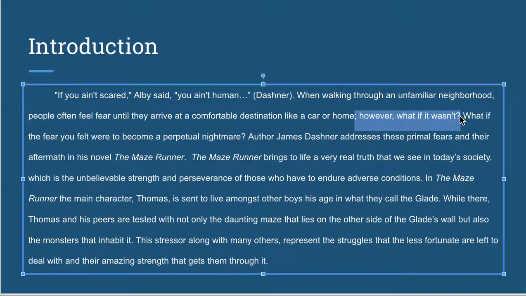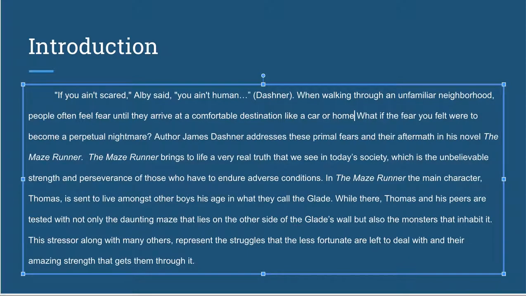So I'm going to take this out. When walking through an unfamiliar neighborhood, people often feel fear until they arrive at a comfortable destination like a car or a home. But what if the fear you felt were to become a perpetual nightmare? Okay, so again, I would want this author to take out "you," but they're getting closer here. They're transitioning from the vague into the specific, so I do like the sentence.